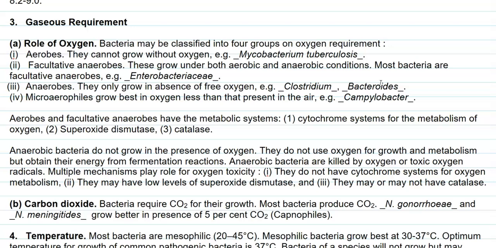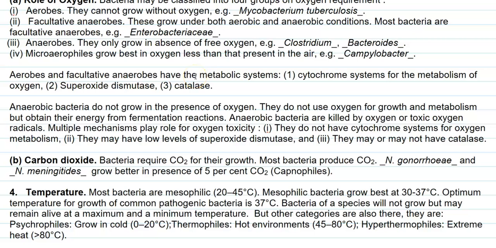Technically, aerobes and facultative anaerobes have the following metabolic systems. They have cytochrome systems for metabolism and managing the oxygen concentration, and they have superoxide dismutase as well as catalase, which help to manage the free radicals or the hydrogen peroxide that could be generated during the aerobic growth of the organisms.